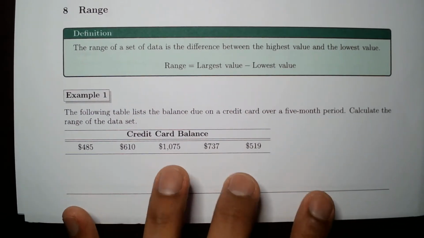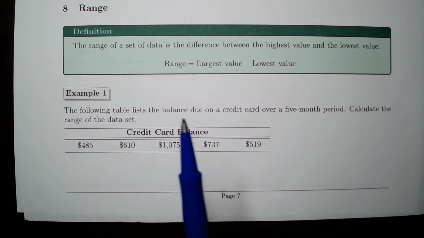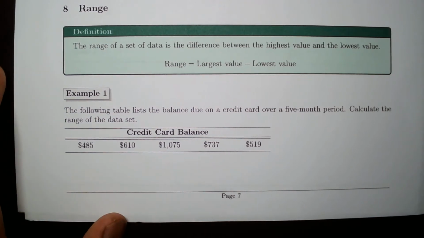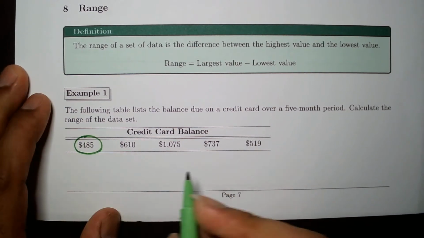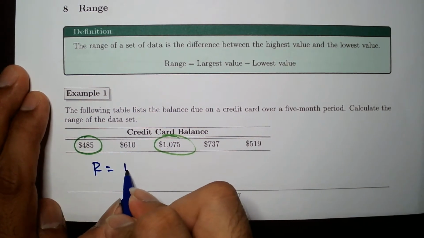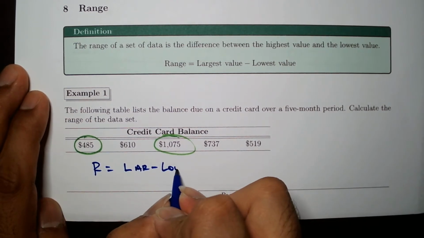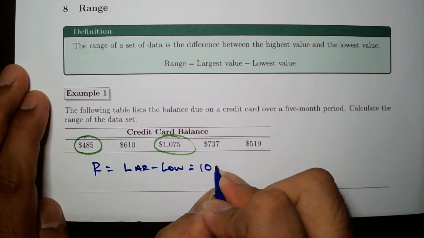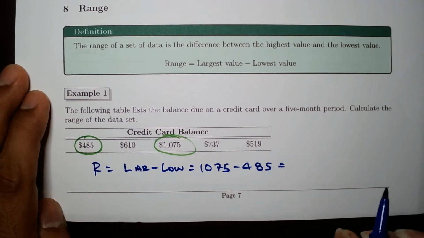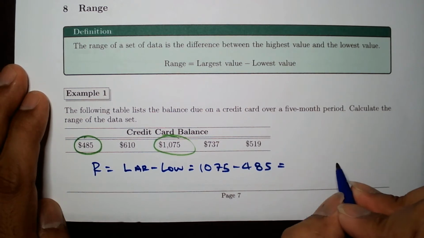So let's look at another example. The following table lists the balance due on a credit card over a 5-month period. Calculate the range of this data set. We need to identify the smallest value in the data set, the lowest, and the largest. So the range will be the largest minus the lowest, which is 1075 minus 485, which equals 590.